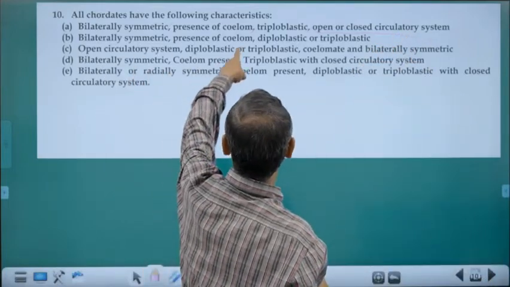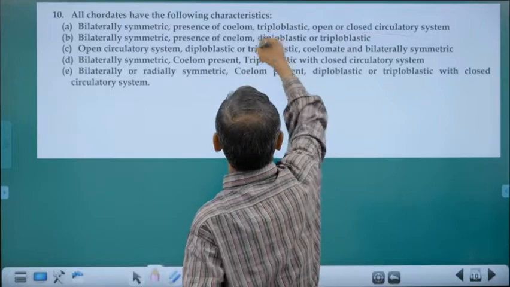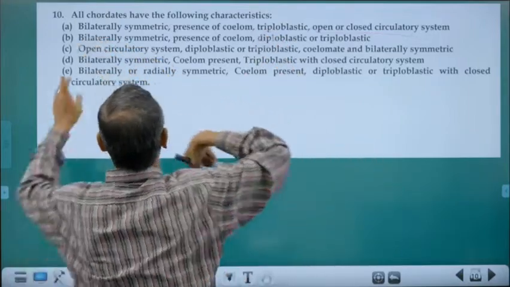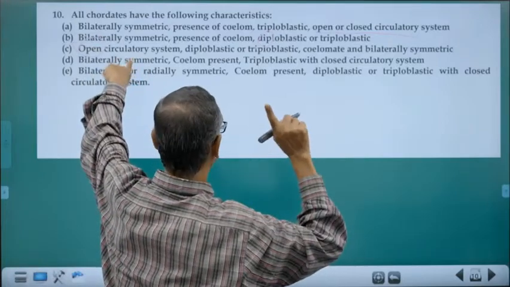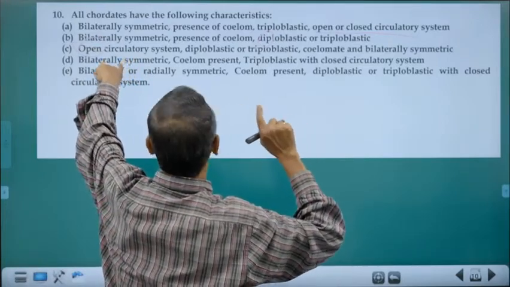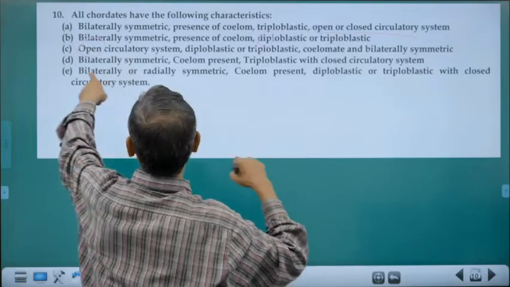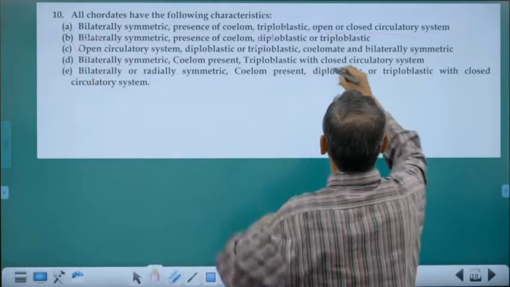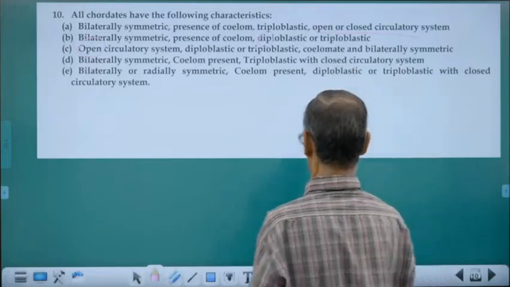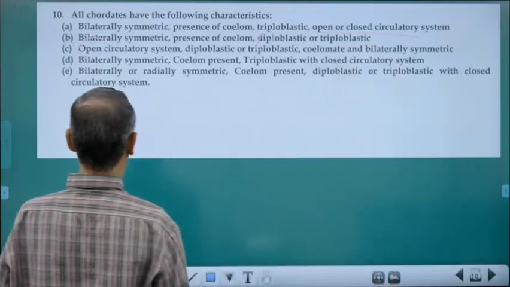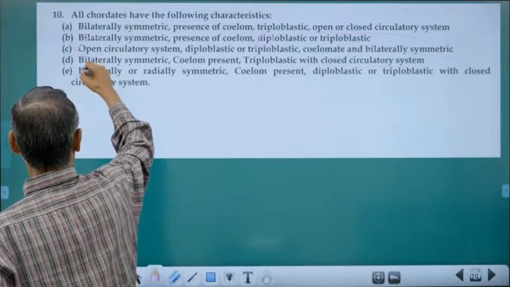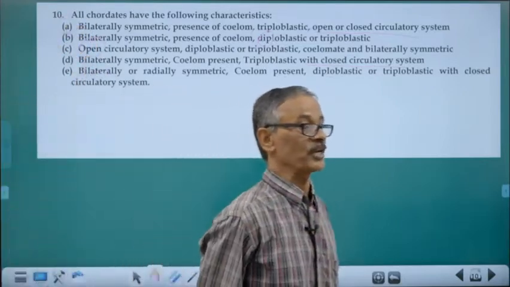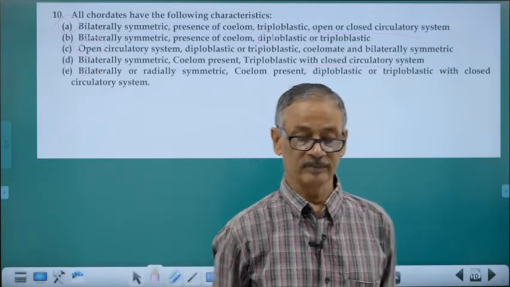Bilaterally symmetrical, presence of coelom, diploblastic. No, it is not diploblastic. Open circulatory system. No, they are all open or closed? Only in one group it is open. In others it is closed. Bilaterally symmetrical, coelom present, triploblastic with closed type. You cannot say that all of them are having closed. Bilaterally or radially symmetrical. No. So the only one which can be taken as the correct explanation is A. Clear?